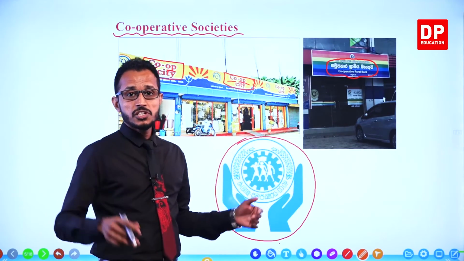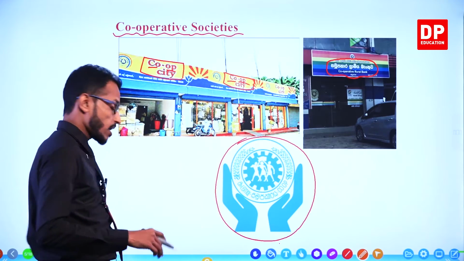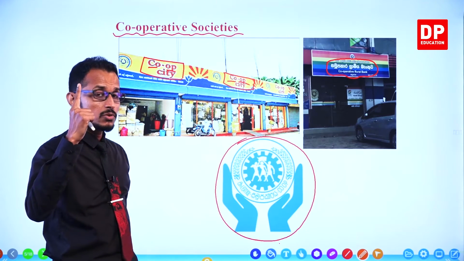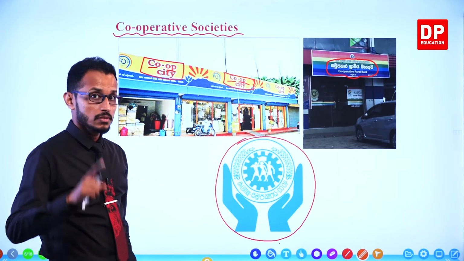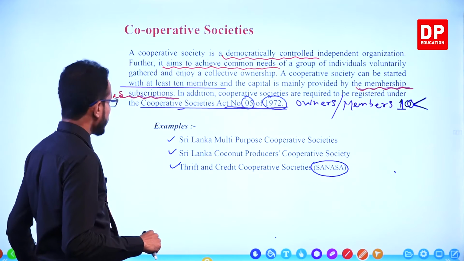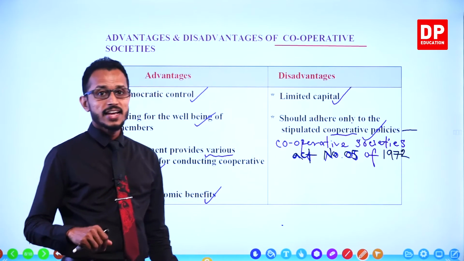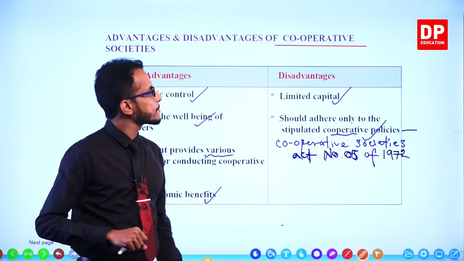So likewise, children, we talked about cooperative societies, a non-profit organization. We talked about features, advantages and disadvantages.